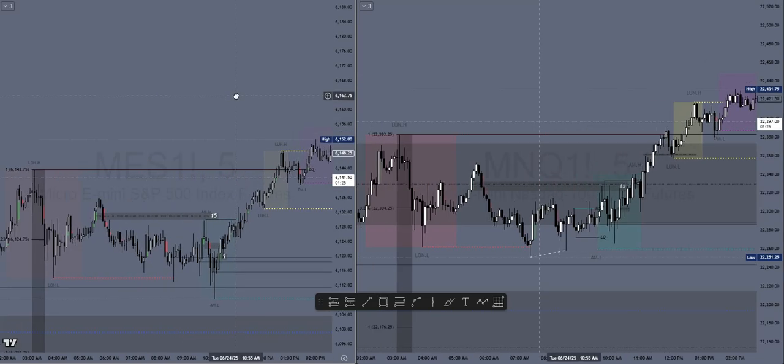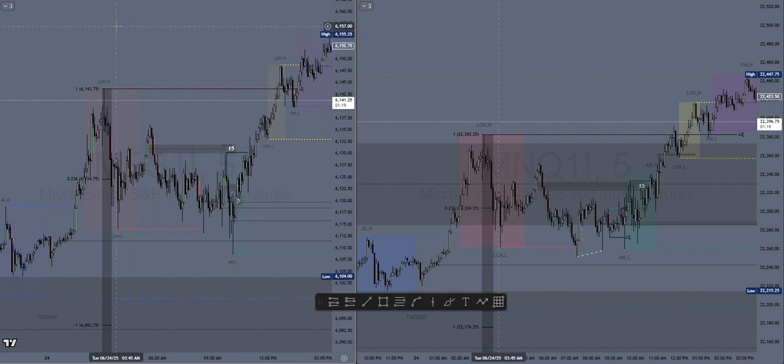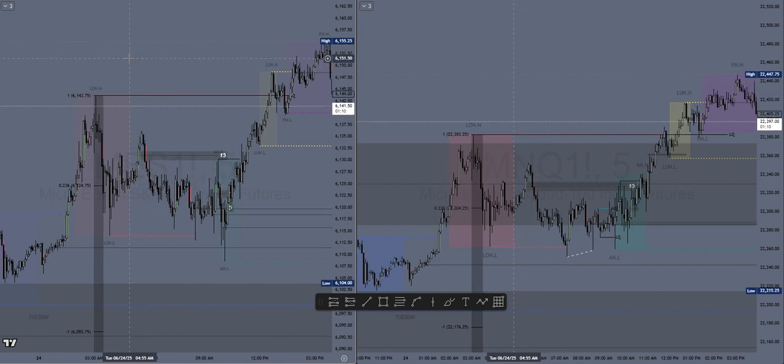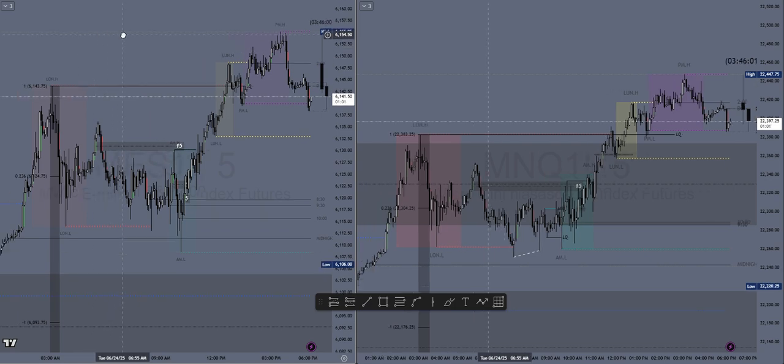What's going on, guys? So in this video, I'm just going to show you guys how to find your overall draw on liquidity and where you should be expecting price to come up and tap into, which is where I'd most likely set my TPs. And I could probably go ahead and show you guys some partials as well.